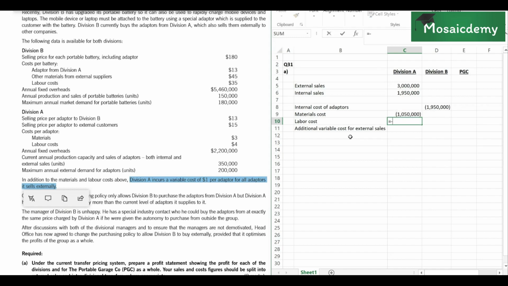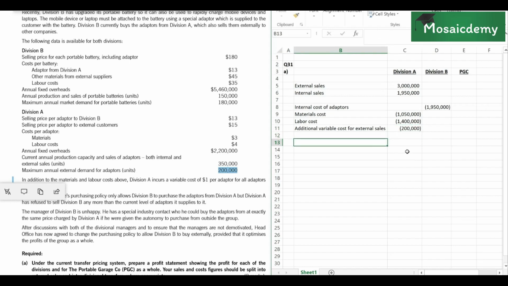Likewise, labor cost will be minus 4 into 350,000, right? And the external variable cost, now we need to be careful, right? It'll be minus 1 into just the adapters that are sold externally, so the 200,000 adapters sold externally, not 350,000. It's easy to make these mistakes when we have momentum, so please be careful. Okay, so minus 200,000, and this will give us our total contribution.